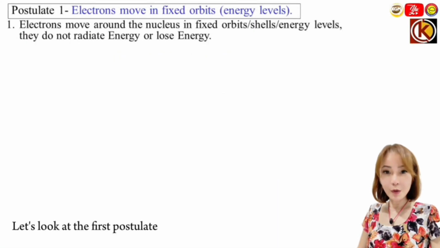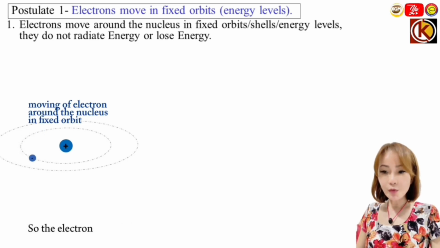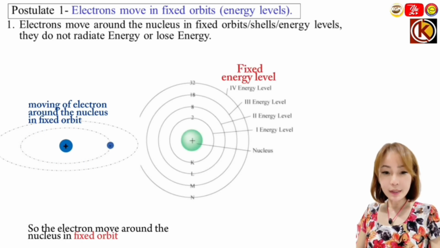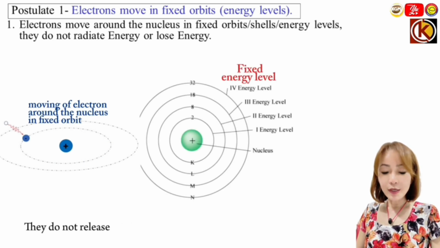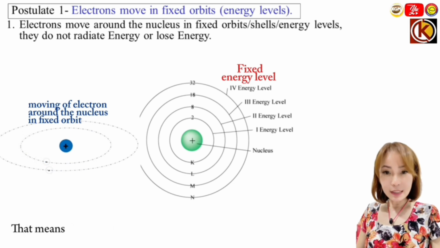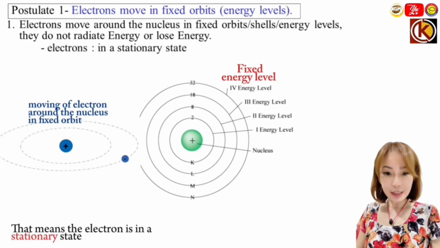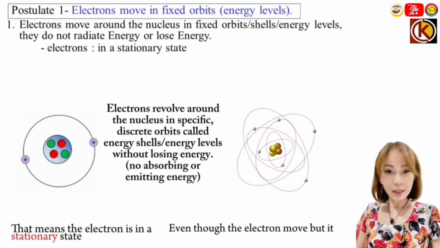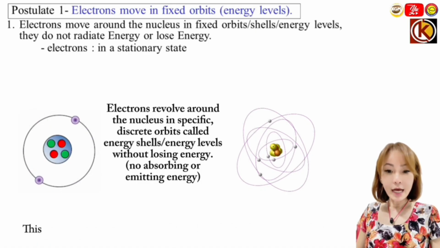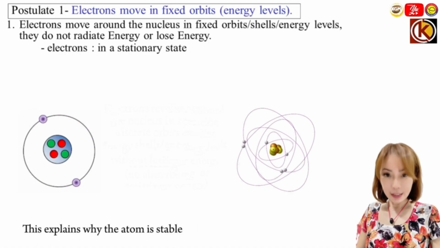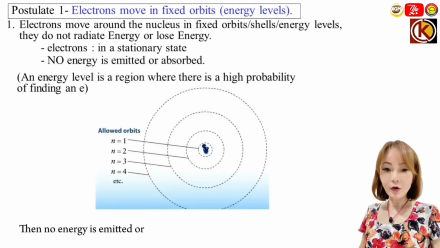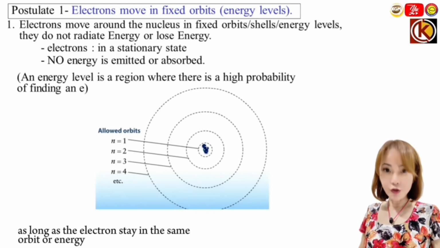Let's look at the first postulate of Bohr model. So the electron moves around the nucleus in fixed orbit or energy level. They do not radiate energy or lose energy. That means the electron is in stationary state, even though the electron moves, but it does not emit energy. This explains why the atom is stable. Then no energy is emitted or absorbed as long as the electrons stay in the same orbit or energy level.